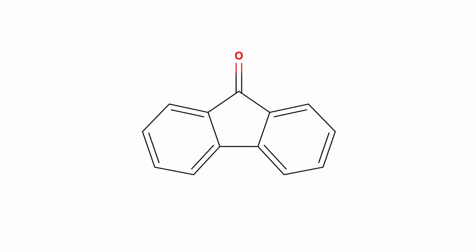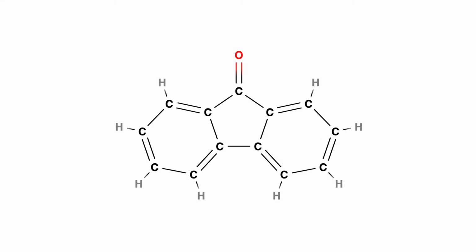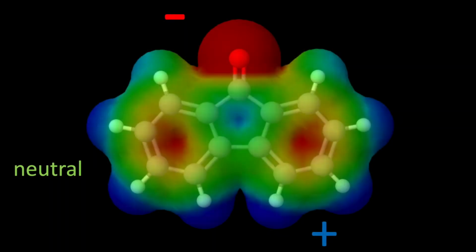Visualizing fluorenone. As we saw, fluorenone can be depicted in a skeletal structure like this, where each of the carbons and hydrogens are represented like so. Now this is a 2-dimensional representation of a 3-dimensional molecule. In 3 dimensions, fluorenone looks like this. Notice that each of the carbons in fluorenone is trigonal planar. Those gray balls are the carbon atoms.